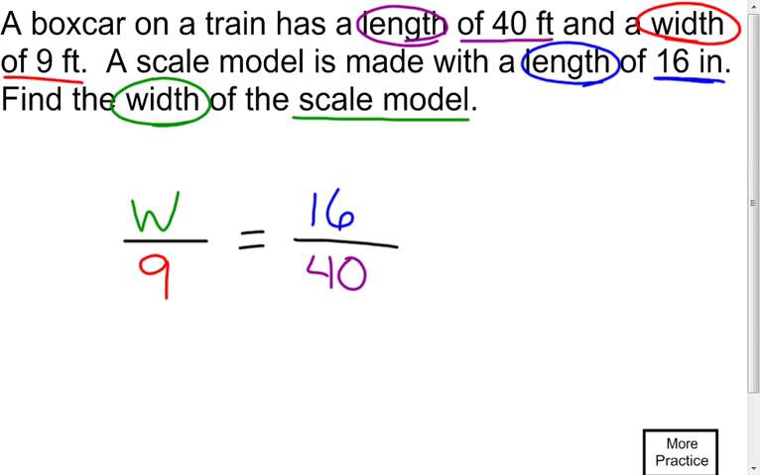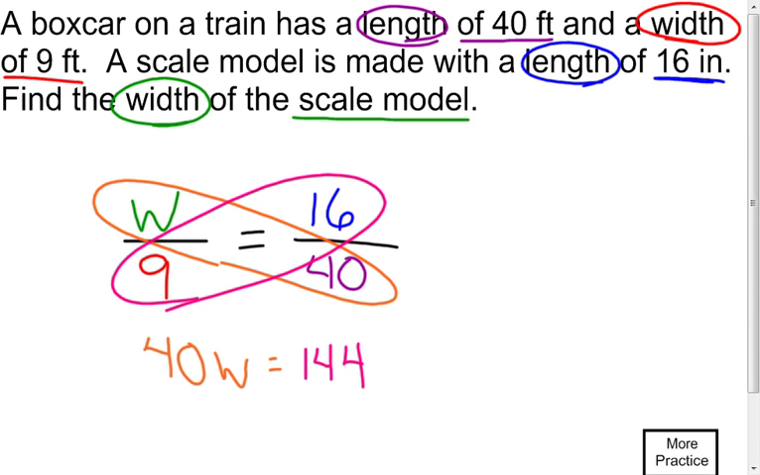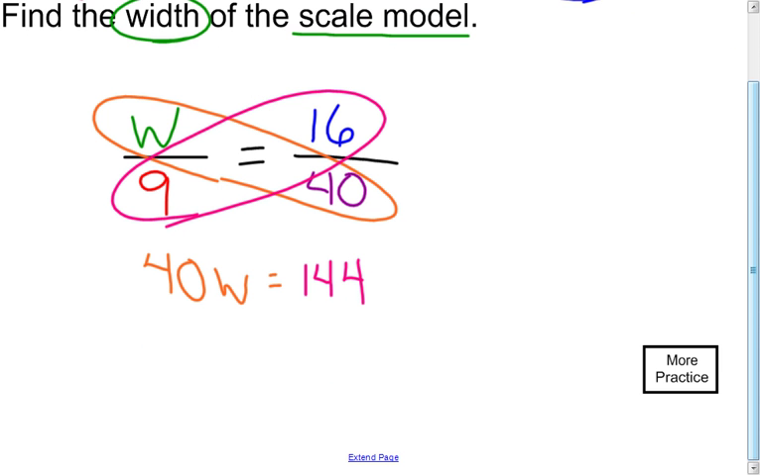Now here we go. I'm going to cross multiply. So I'm going to go this way first this time. I'm going to get 40W equal to, go this way, cross multiply, and I end up with 144. And then I just need to finish solving my equation by dividing both sides by 40. And I find out that the width is 3.6.